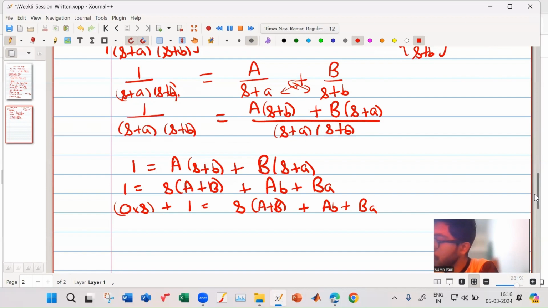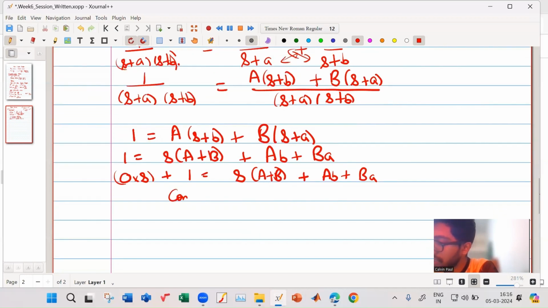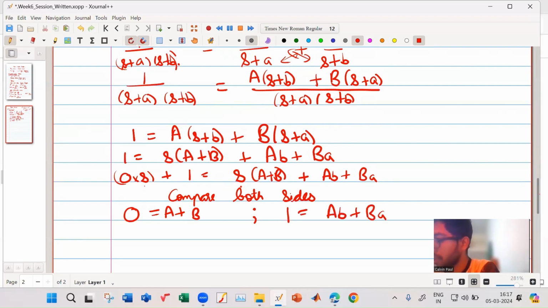Okay. So now what we do, we compare both the sides. What are we comparing? We are comparing the coefficients of s. The coefficient of s over here is 0 and here the coefficient of s is A plus B. Okay. This is one equation. There's another equation from the constant terms: 1 is equal to A into b plus B into small a.